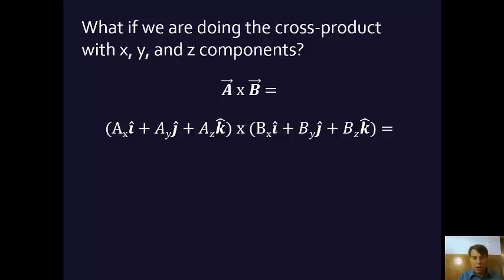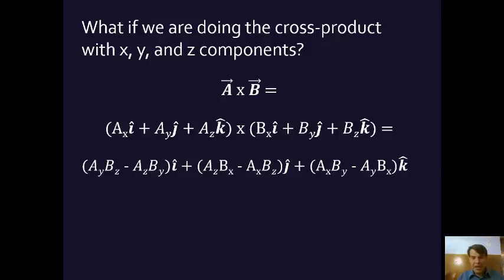And so what we end up with, if we collect our terms, is that the cross product of these components ends up AYBZ minus AZBY. That's going in the X direction. And then AZBX minus AXBZ, that's going in the Y direction. And then AXBY minus AYBX going in the Z direction.